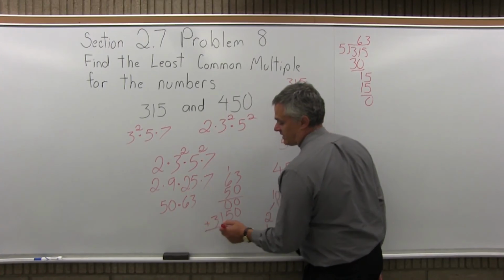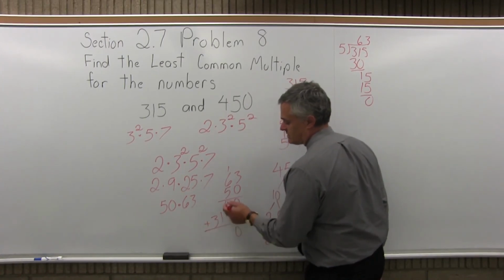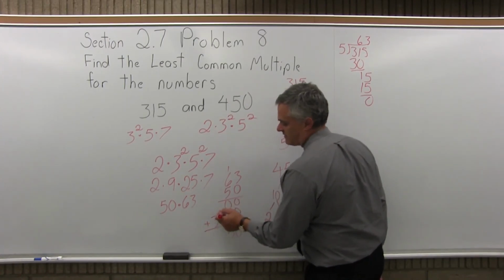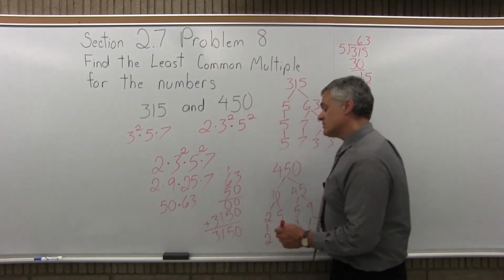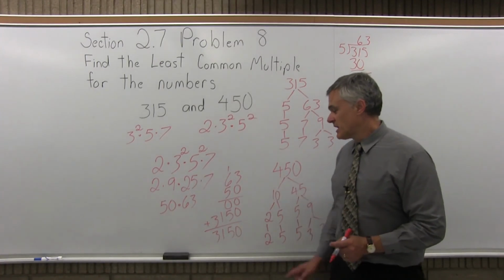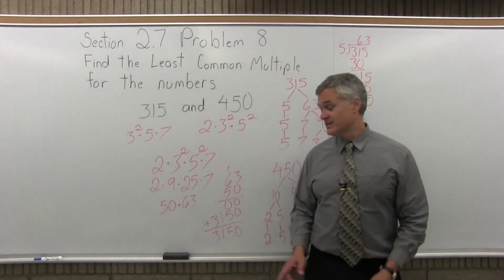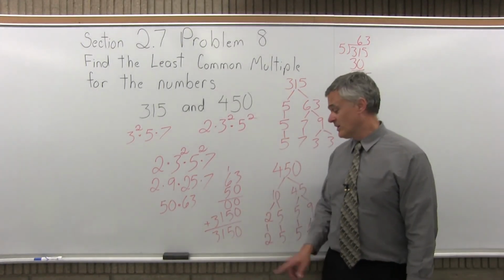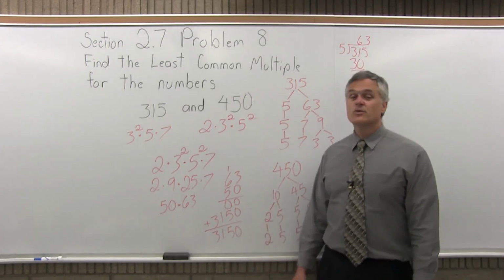And then I'll add those numbers. 0 plus 0 is 0. 0 plus 5 is 5. Nothing plus 1 is 1. Nothing plus 3 is 3. So it is 3,150. So my guess was pretty good. If I were doing this on a test, I wouldn't count on it. I'd actually write it out the long way. So we got an answer of 3,150.